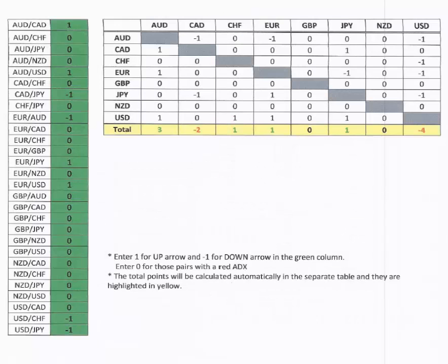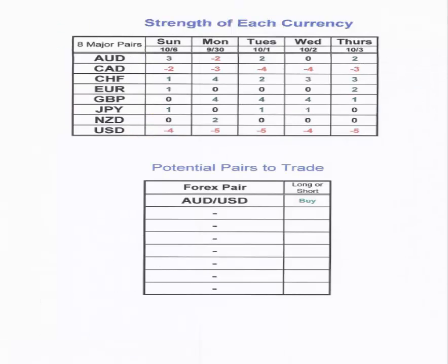What we do is we take the results from the ADX analysis and we plug it into our strength analyzer. This strength analyzer will give us the strength for each of the 8 currencies. From the strength analyzer, we put the results in this table. Today on Sunday, we had 1 strong currency and 1 weak currency. We're only going to use strong currencies between +3 and +7, and weak currencies between -3 and -7.